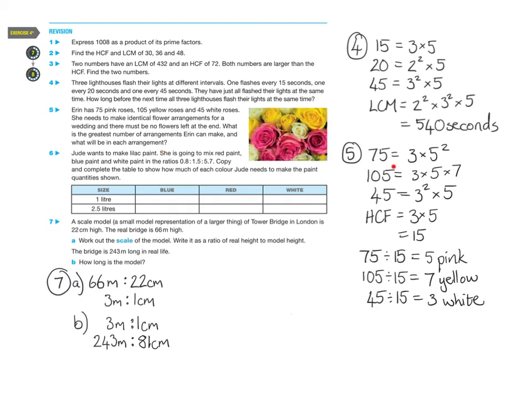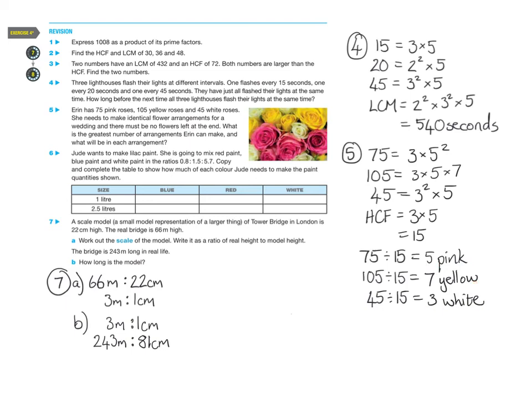The next part of the question asks what will be in each arrangement. So I'm taking each type of rose, 75 pink roses, and dividing them by the number of bouquets there are. So 75 divided by 15 gives me 5 pinks, 7 yellow roses, and 3 white roses.